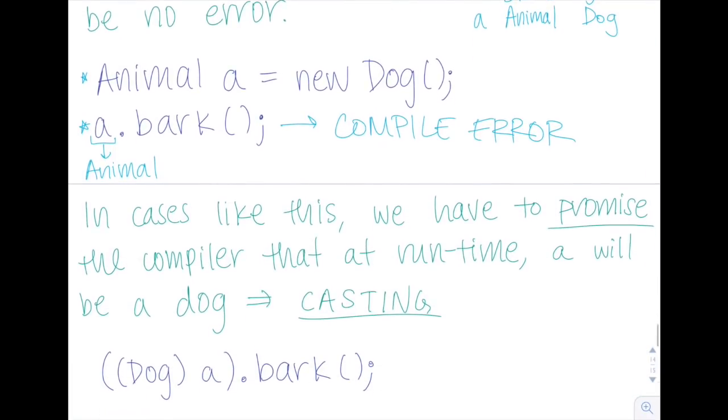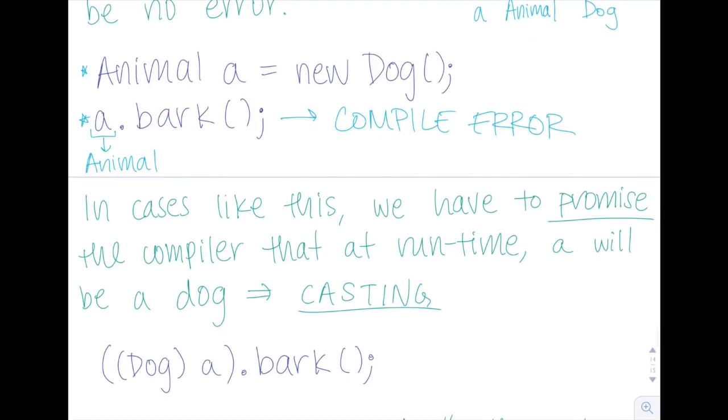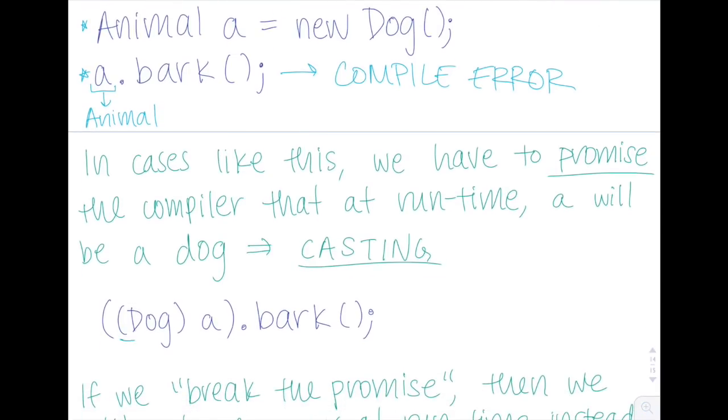In cases like this, we have to promise the compiler that at runtime, A will in fact be a dog. And this is precisely what casting is. Casting is just a promise to the compiler. So before, the compiler thought, okay, A is an animal and animals can't bark. Oh no, I have to throw a compile error. So with casting, we can tell the compiler, like, hey compiler, I know that you think that A is an animal, but I promise you that at runtime, the dynamic type of A is actually a dog. So don't freak out, just calm down, don't throw a compile error on this line of code.